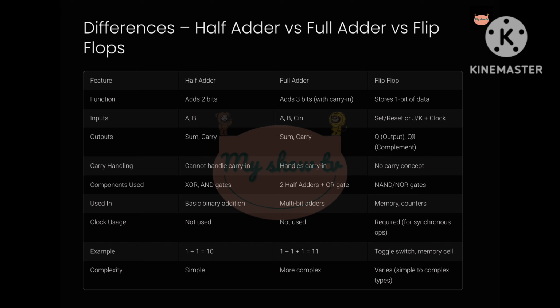9. Complexity: half adder is simple and basic. Full adder is moderately complex. Flip-flop ranges from simple, RS, to advanced, JK.